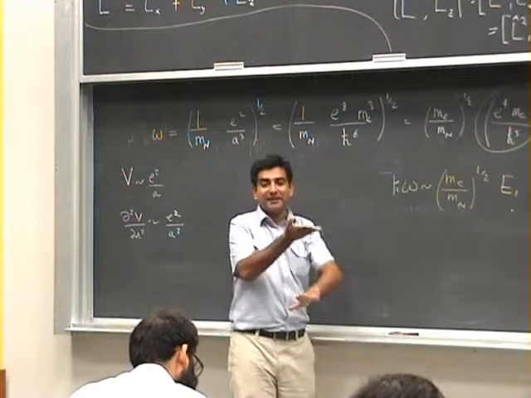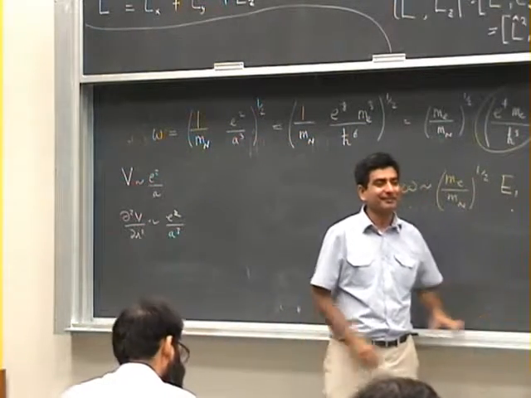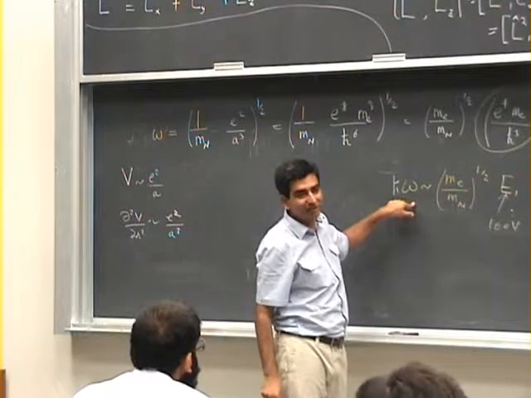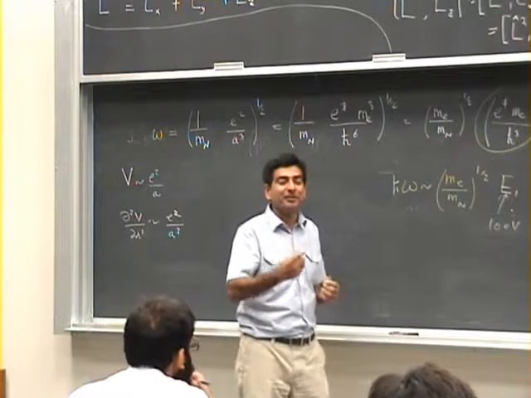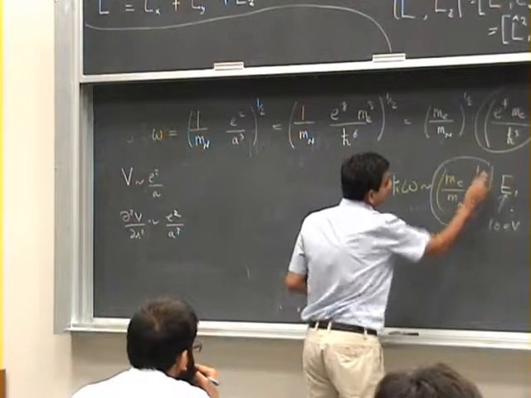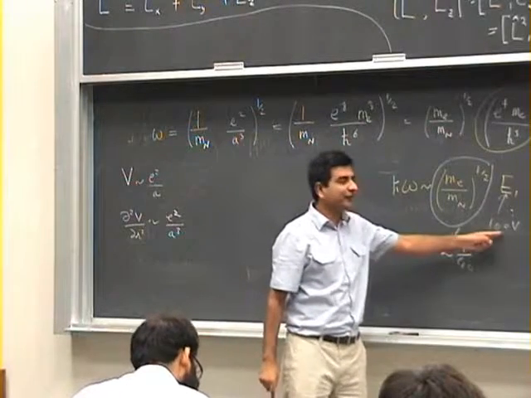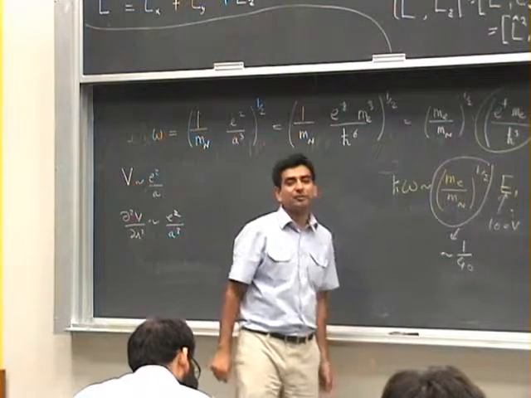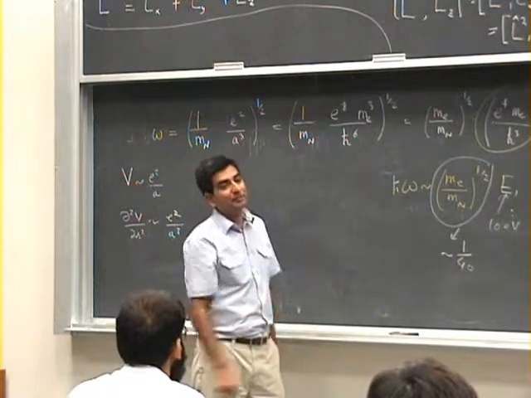Now the energy spacing between adjacent vibrational levels, is it smaller than E1 or bigger? E1 is of the order of 10 electron volts. The vibrational spacing is smaller by a certain factor. The mass of the hydrogen nucleus is about 1800 times heavier than the electron. So you take the square root, and this factor turns out to be roughly 1 over 40. So if you're talking about 10 electron volts for the electronic transition, the vibrational level spacing is 40 times smaller.